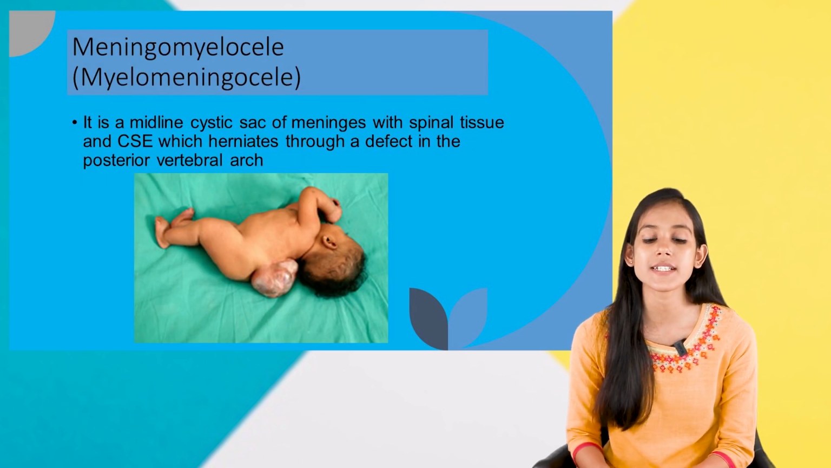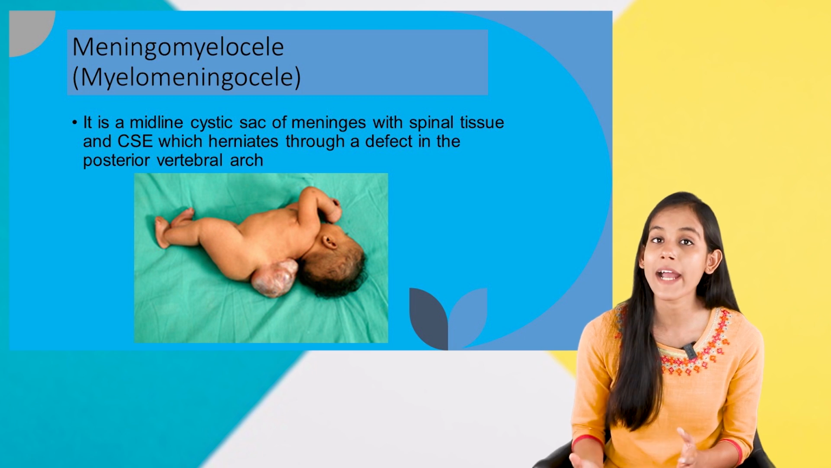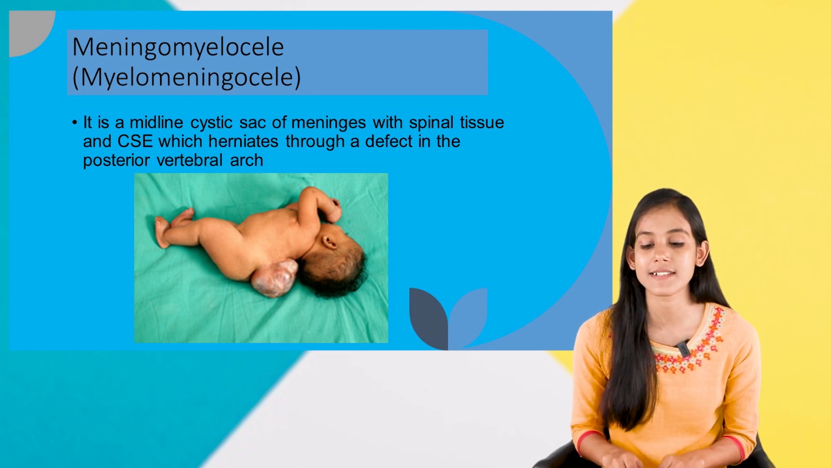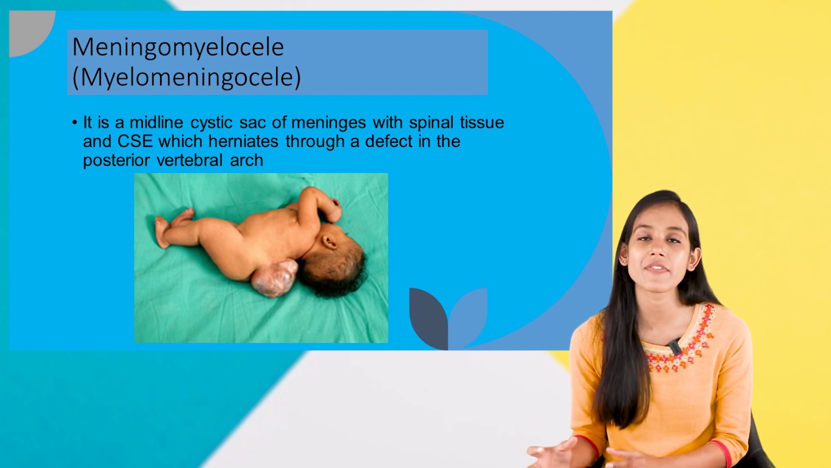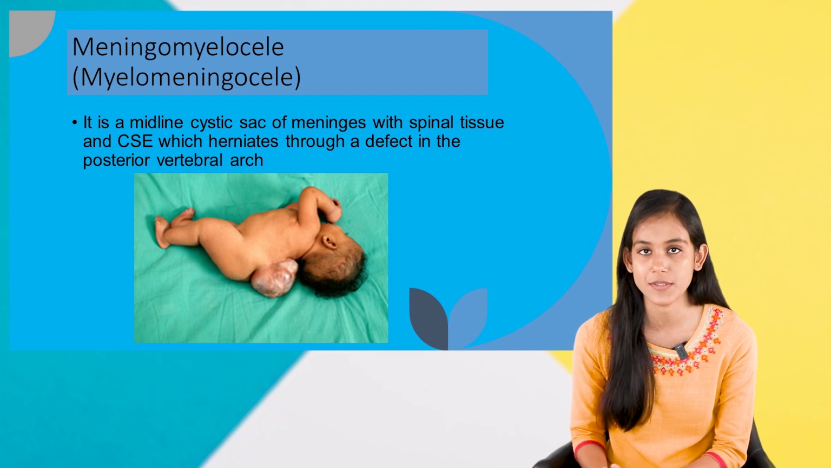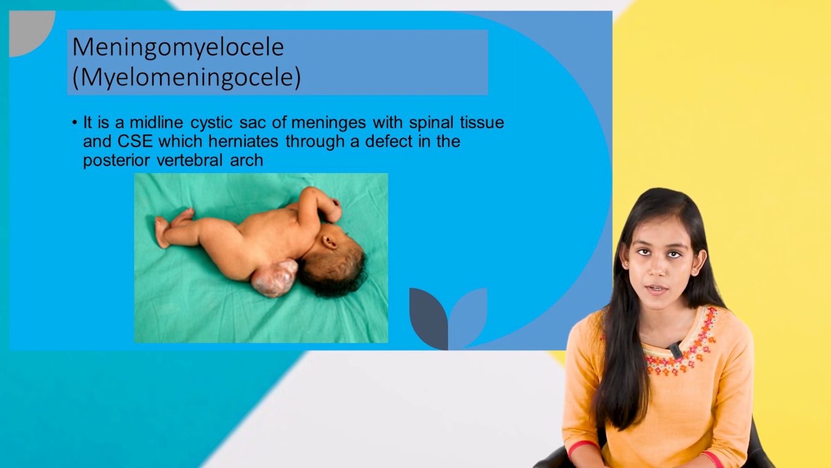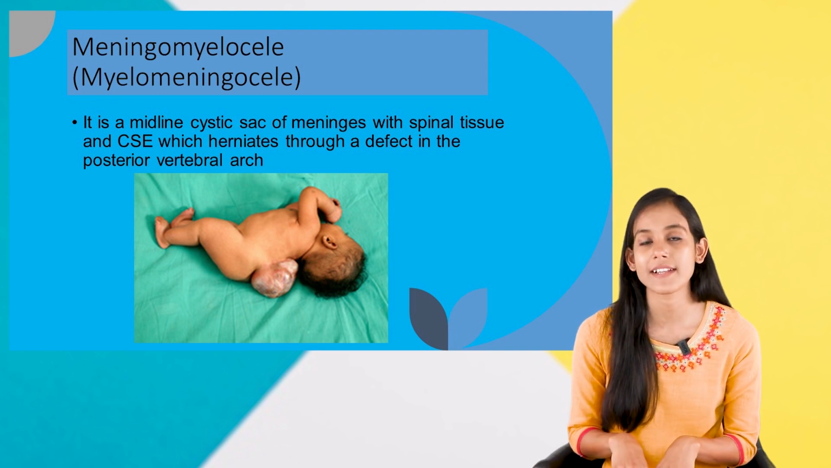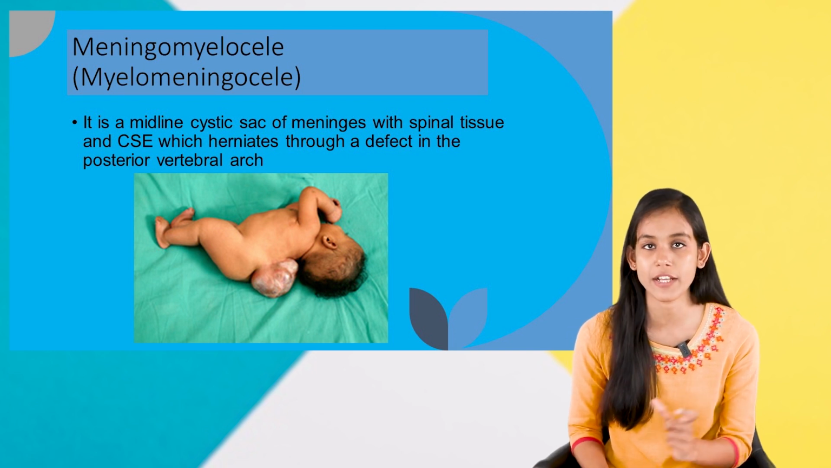And the next one is meningomyelocele, or it is also called myelomeningocele. Now, this is a midline cystic sac of meninges which herniates through a defect in the posterior vertebral arch. Now, this is one of the most common lesions, we can say, and it can be present anywhere on the midline in the back, but the most common site, if we see, is the lumbosacral region.